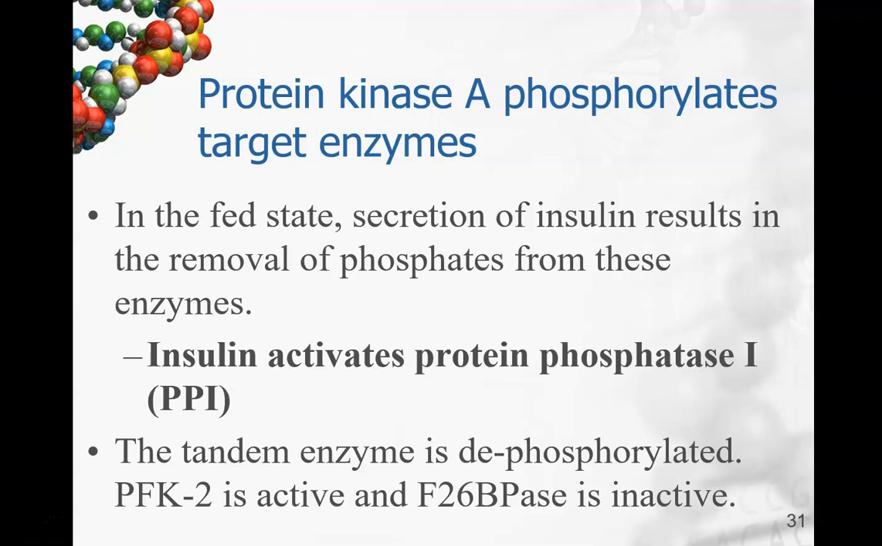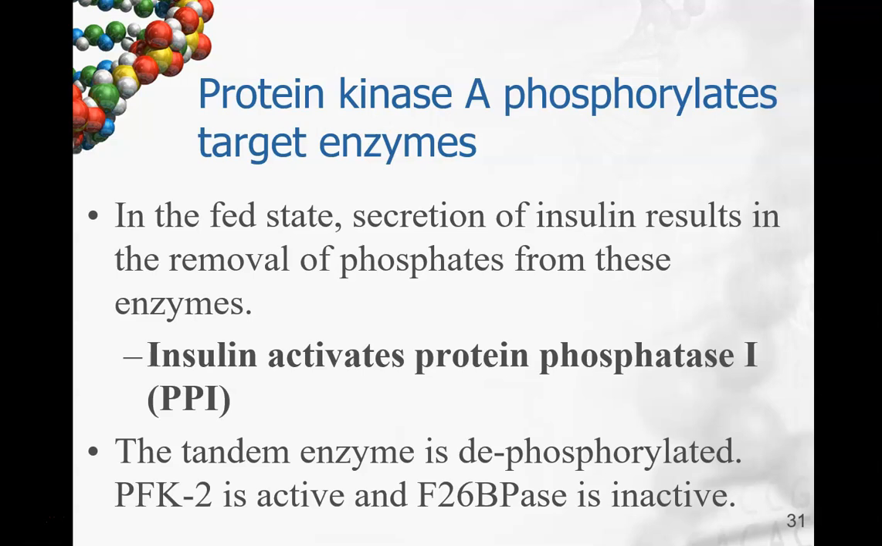So what about in the fed state? In the fed state, we don't secrete glucagon. We secrete insulin. And I'm not going to go over the mechanism of that because it's a little bit more complicated and it's beyond the scope of this course. But this is what I want you to know about insulin. A couple of things. Well, one of them is insulin activates an enzyme called protein phosphatase 1. So if glucagon activates protein kinase A, a kinase that phosphorylates enzymes, insulin is going to do the opposite.